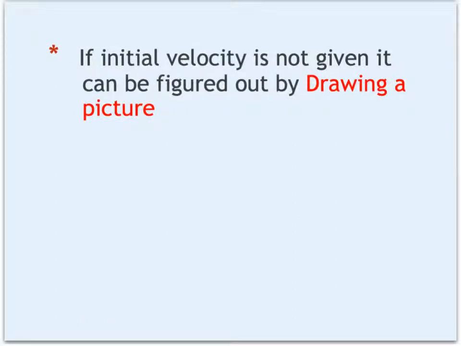In some problems, the initial velocity is not stated. However, if we draw a picture, like we're supposed to every time we try and solve a problem, we can figure out what our initial velocity is supposed to be. We can think about, is it going up? Is it going down? If it's going up, it's positive. If it's going down, it's negative. If it's not moving at the beginning, then it's 0. I emphasize that you need to draw your pictures to help you identify all of the information given based on what's happening in the situation.